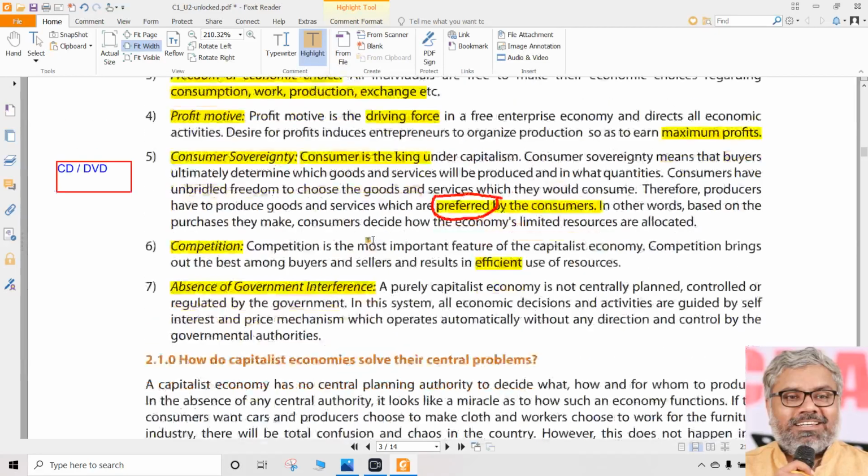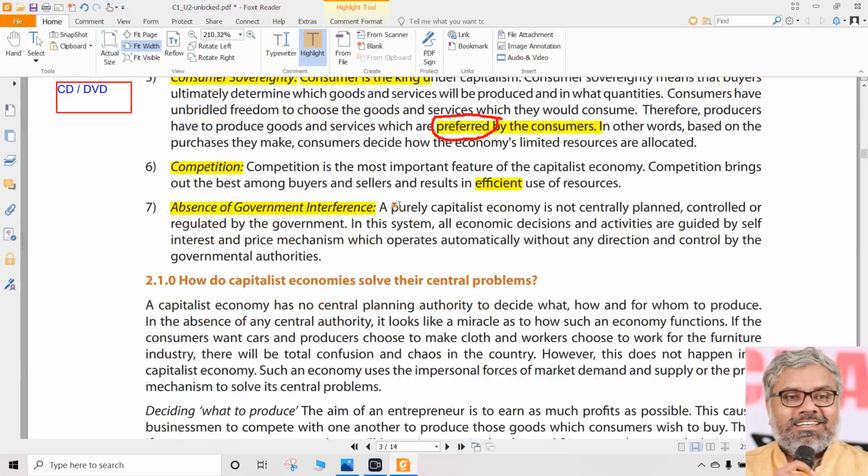Of course, as we already discussed, there is nothing called a pure capitalist economy. That is why you cannot find any place where there is an absolute absence of government interference. Not possible. There will be in reality some government interference. However, from a theoretical perspective, if there is a purely capitalist economy, if there is anything which is not centrally planned or controlled by the government, in that system, all the economic decisions and activities are guided by self-interest.